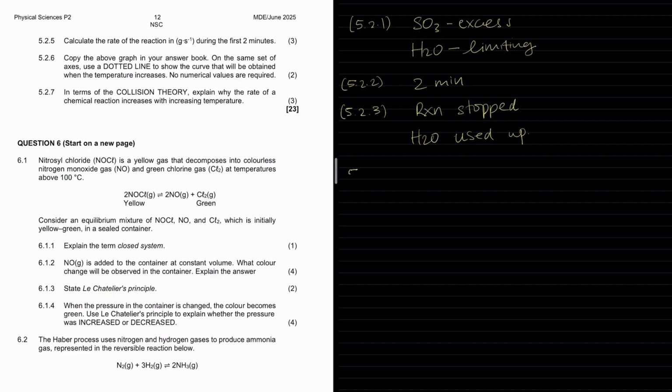Question 5.2.5. Calculate the rate of the reaction in grams per second during the first 2 minutes. Okay, so first thing is they want it in grams per second, so we need to convert the time. So 2 minutes is 120 seconds.